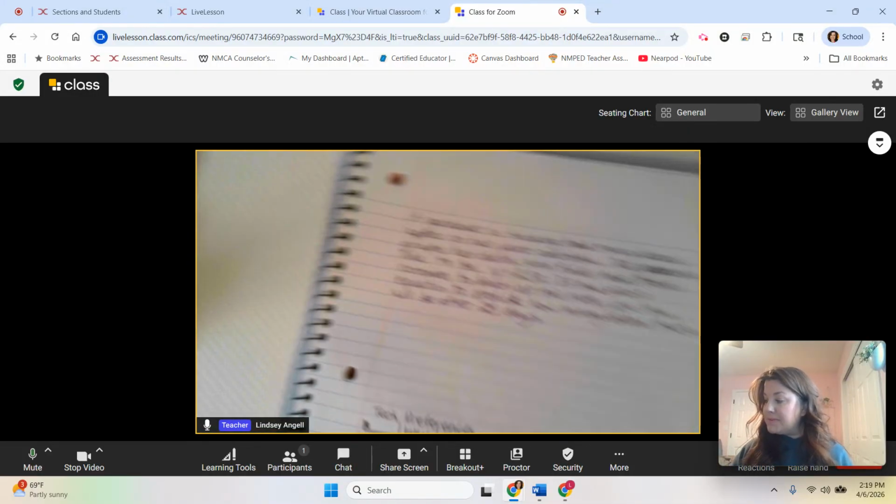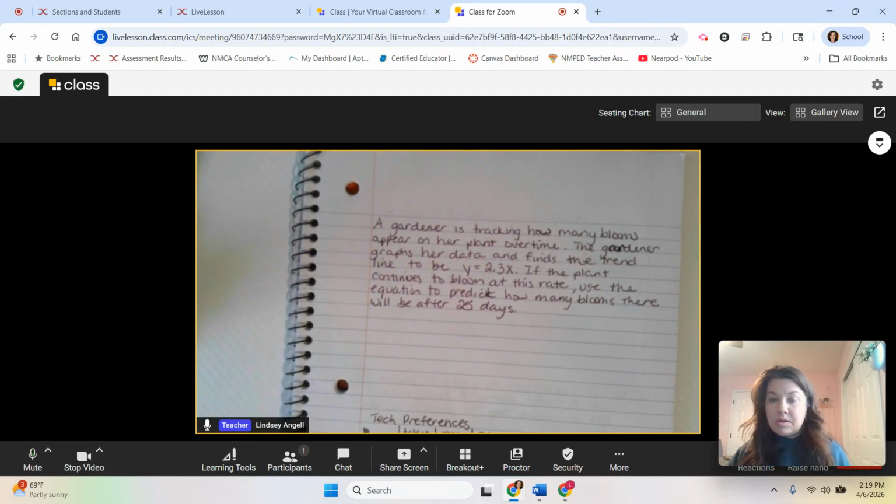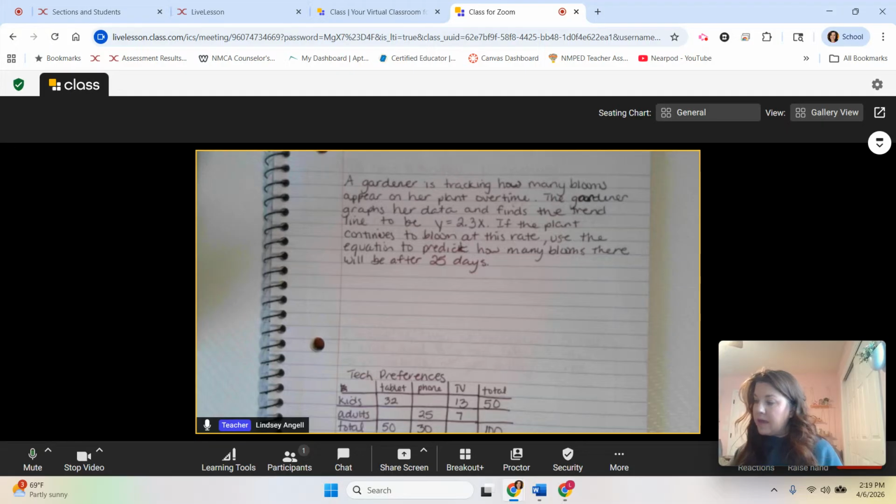Got two more problems for us. There's kind of multiple parts in this last one, but that's okay. For this one, a gardener is tracking how many blooms appear on her plant over time. The gardener graphs her data and finds the trend line to be y equals 2.3x.